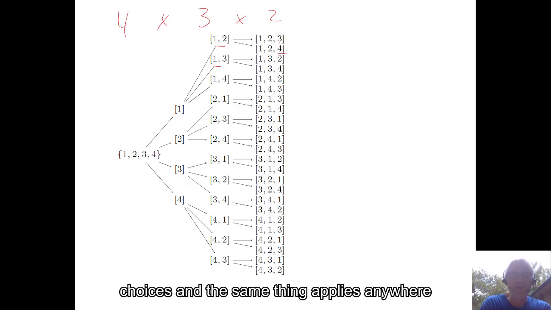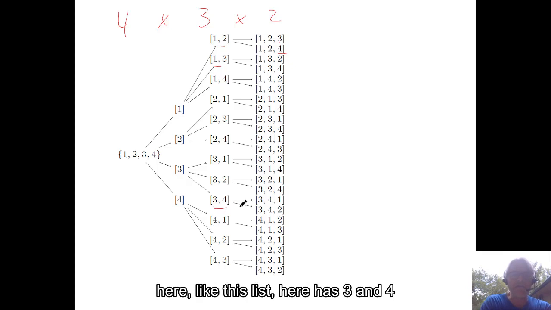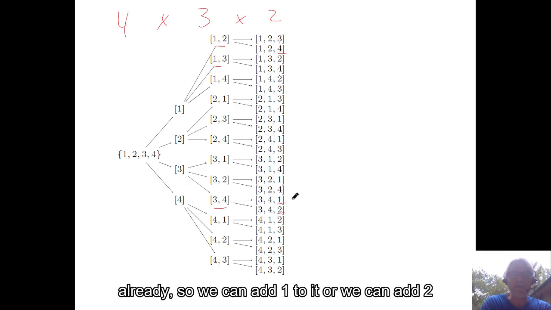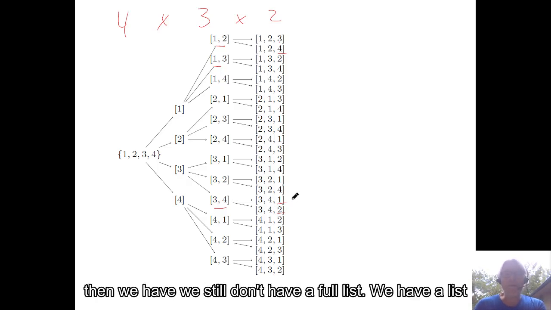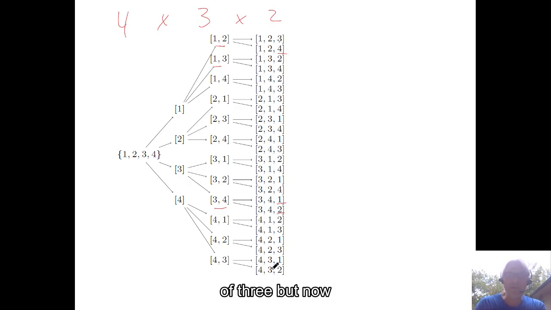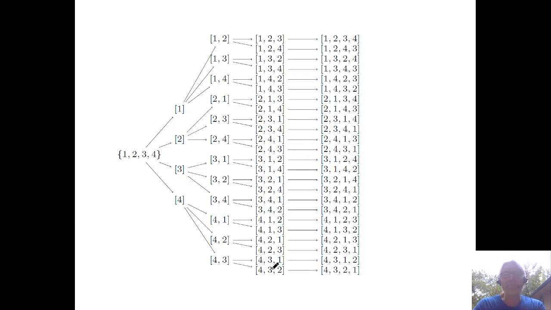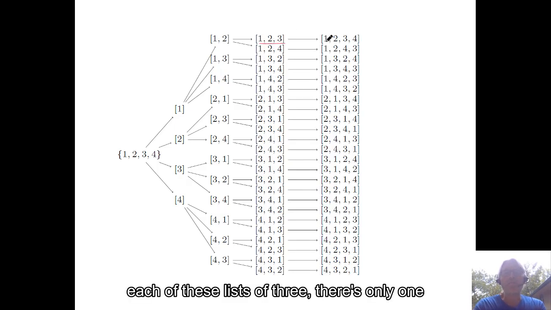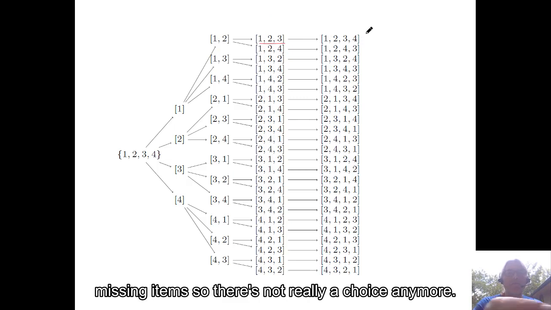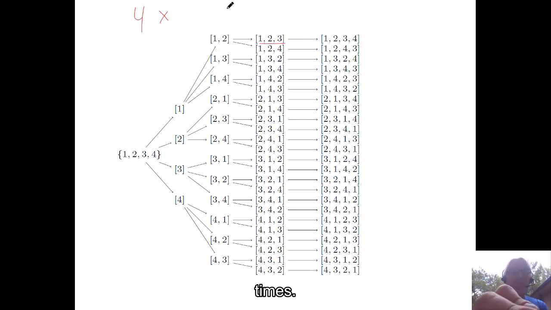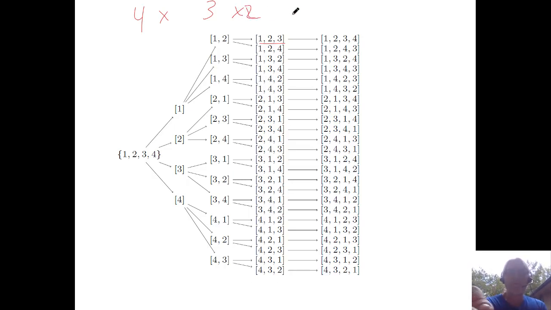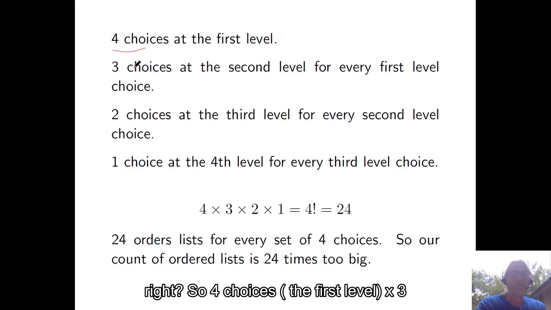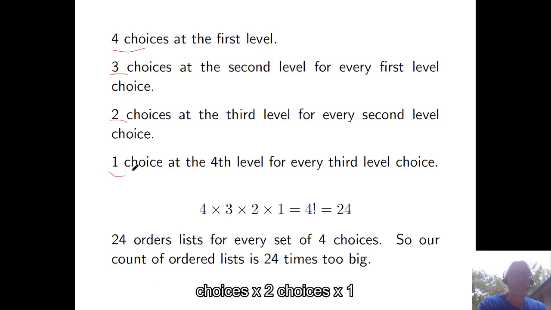And the same thing applies anywhere here. This list has 3 and 4 already, so we can add 1 to it, or we can add 2 to it. There's 2 choices in every case. And then we still don't have a full list. We have lists of 3, but for each of these lists of 3, there's only 1 missing item, so there's not really a choice anymore. So it's 4 at the first step times 3 at the next step times 2 at the next step times 1.